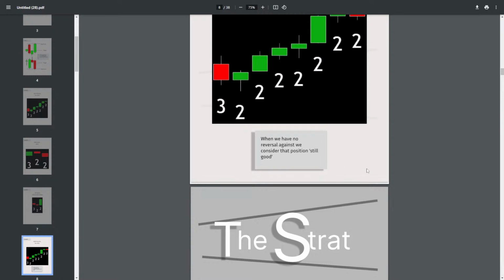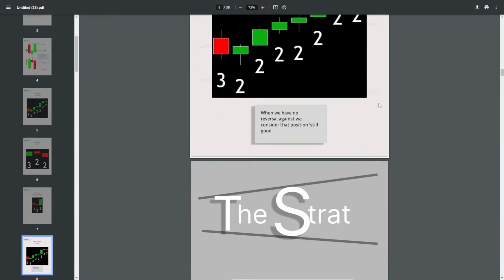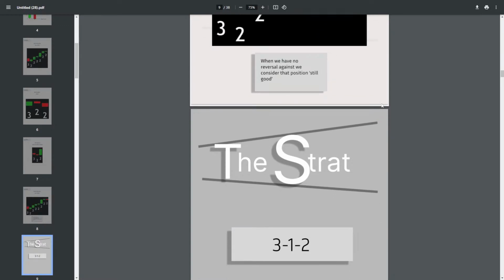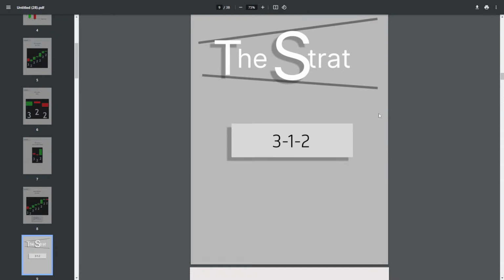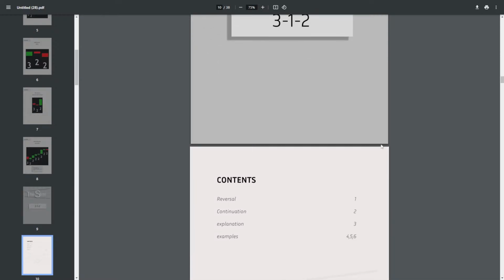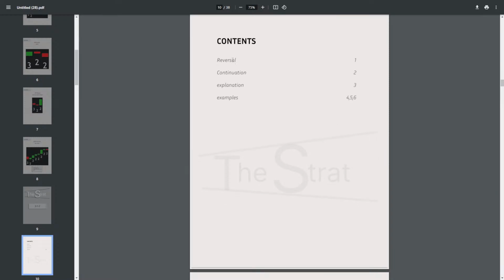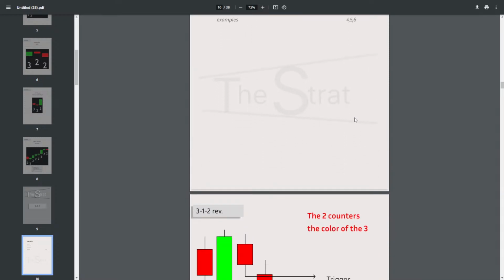So hopefully you guys understand the 3-2-2s. They're one of the best setups. A lot of people trade just those, or at least they look for the 3s. The next one's the 3-1-2. So very similar to the 2-1-2, except we're playing with 3s, the broadening formation. So there's reversals and continuations here, and then we'll explain and look at some examples.